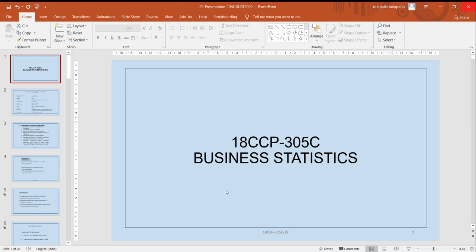And now in the fifth unit, we will learn about the correlation or correlation analysis, which is useful for statistical measures and statistical analysis.